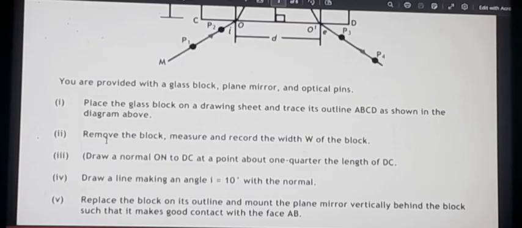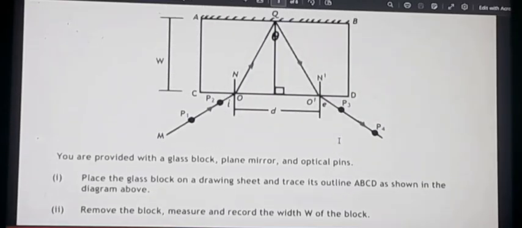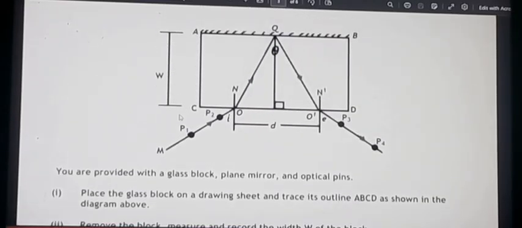Two, remove the block. Measure and record the width W of the block. So I am going to go back up. I think we can actually start with this by measuring the width. So this is the width of the block. Just measure the length of this, AC or BD. That will give you the width of the block.